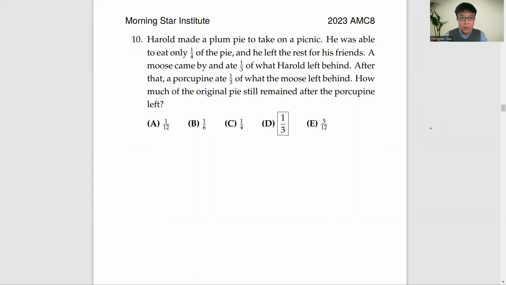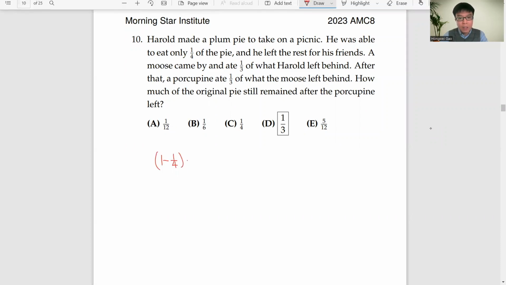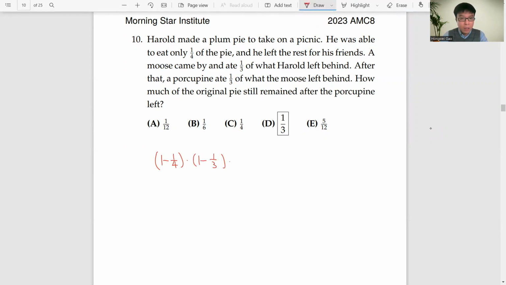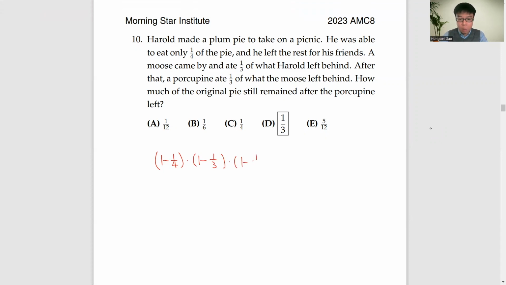So we know that Harold himself ate 1/4, so what's left is 1 minus 1/4. Now, based on that, a moose ate 1/3. That means what's left should be 1 minus 1/3. Based on that, the porcupine ate 1/3, so what's left is 1 minus 1/3. Let's just complete this computation. So 3/4 times 2/3 times 2/3. When we simplify that, it's basically 1/3. So the answer here is D.